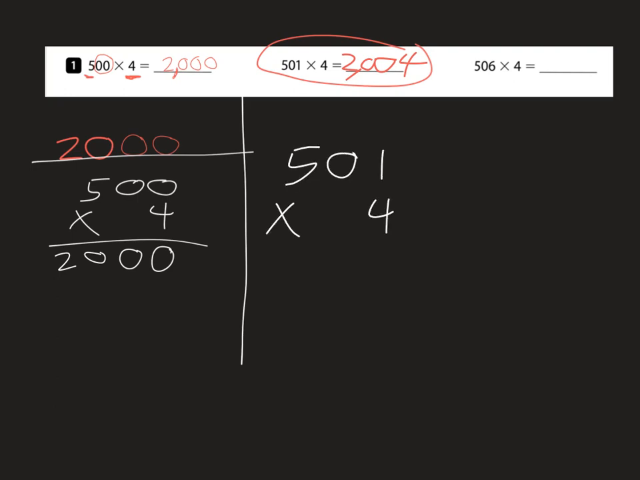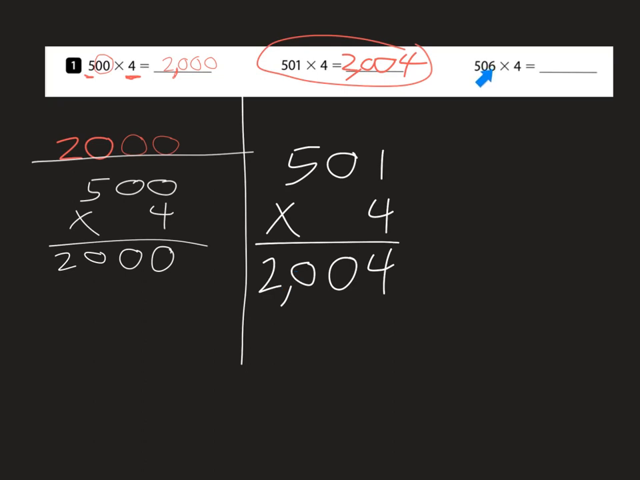All right, and we'll look at it this way right here. 501 times 4. We're going to distribute our 4 to our ones place. 4 times 1 is 4. 4 times 0 is 0. And then 4 times 5 is 20. So 501 times 4, the product would be 2,004. So you can see we have 501, which is 1 more than 500. So we're basically adding 1 more 4 to 2,000.